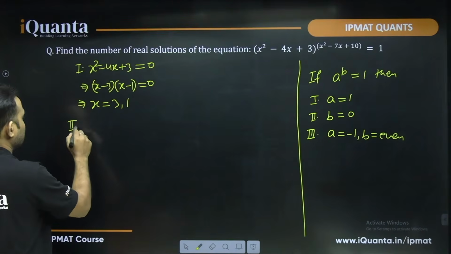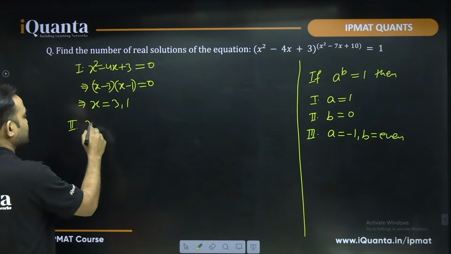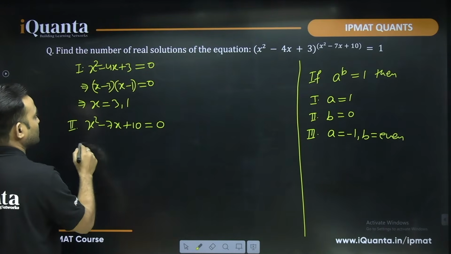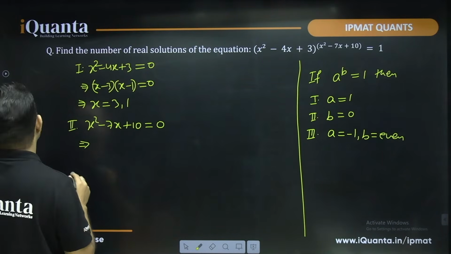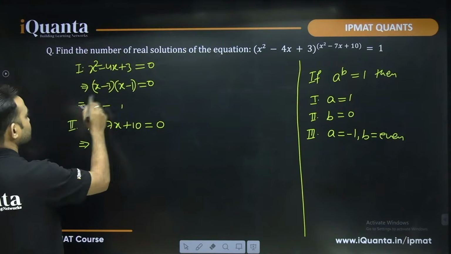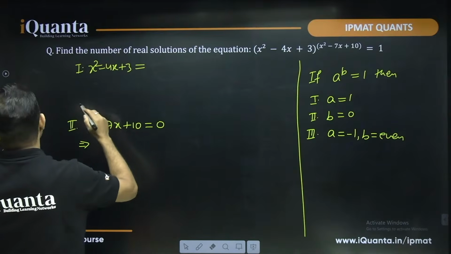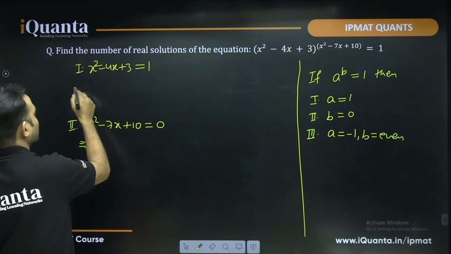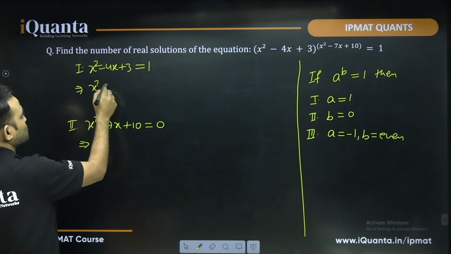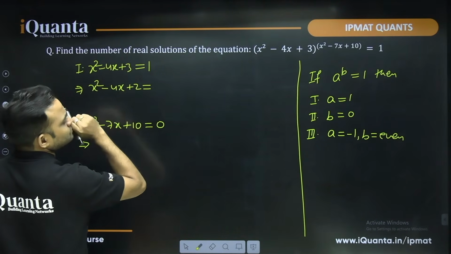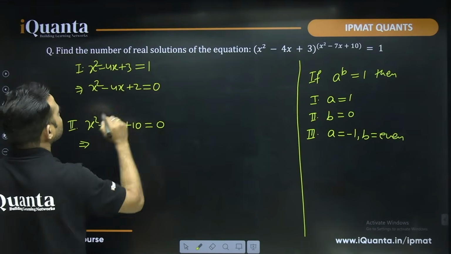Second case, when b is equal to 0, so x square minus 7x plus 10 is equal to 0. Wait a second. This should be 1, right? This should be 1. This is equal to 1, or x square minus 4x plus 2 is equal to 0.